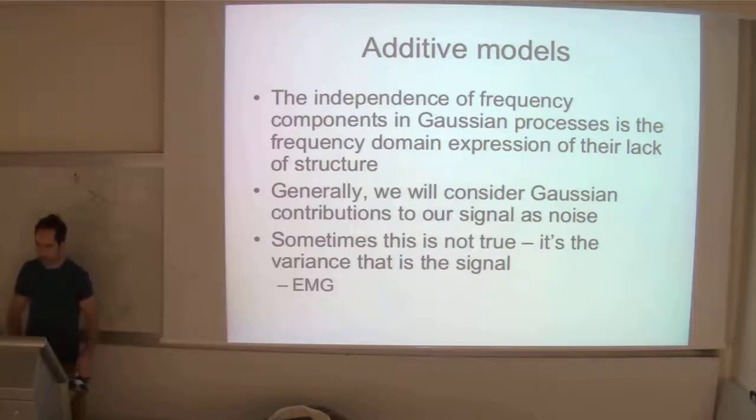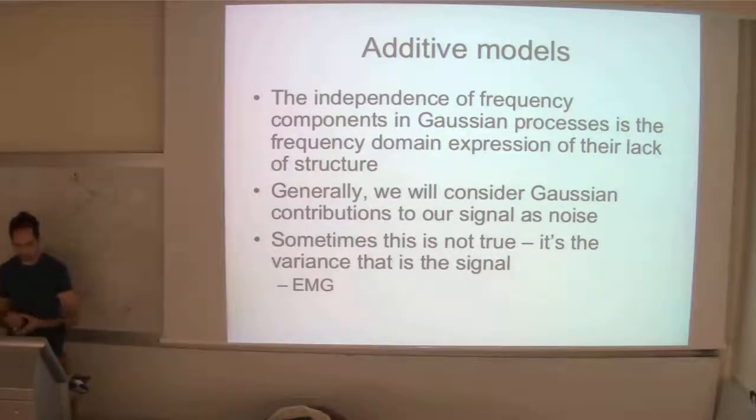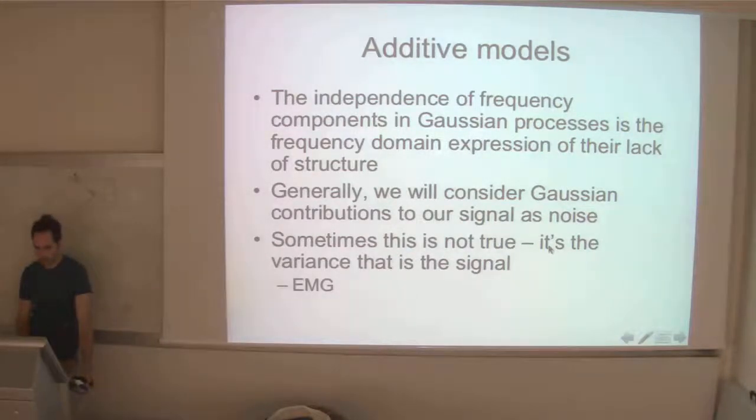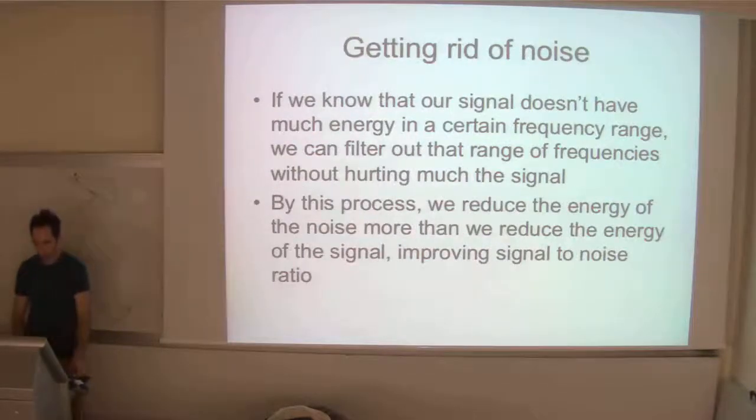So the independence of frequency components in Gaussian processes is the frequency domain expression of their lack of structure. This is maybe a complicated sentence, but what it captures is that when we are looking at the frequency decomposition of Gaussian noise, there is no correlation between the frequency decomposition components. Okay? So generally we will consider the Gaussian contribution to our signal as noise, sometimes not interesting.